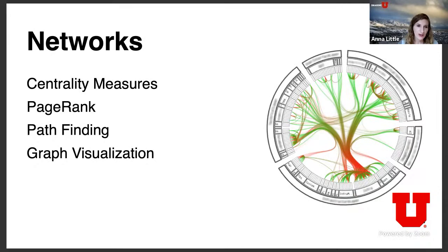Okay, and then we were also fortunate to have Devin talk to us about networks, and learned a lot about networks, including how to define various centrality measures to characterize networks, the very famous PageRank algorithm, and pathfinding algorithms, and also ways of visualizing graphs.